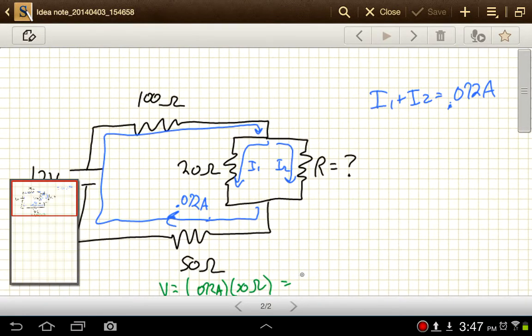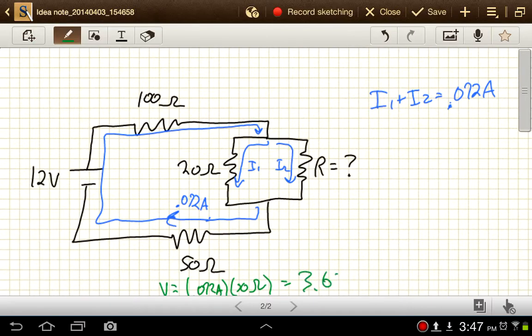Okay, and up here, current for that one as well. So voltage, it would be 0.072 amps times 100 ohms. So that would be 7.2 volts.